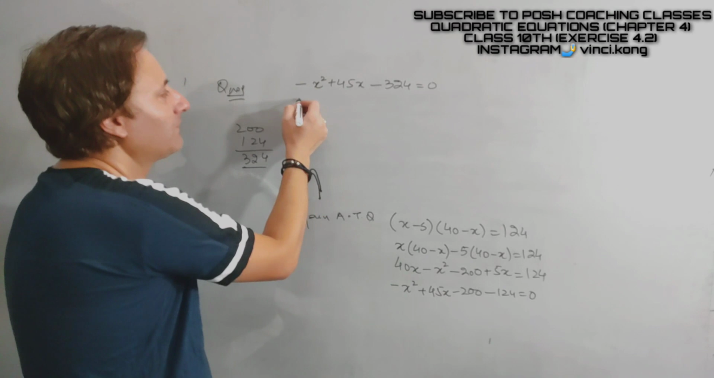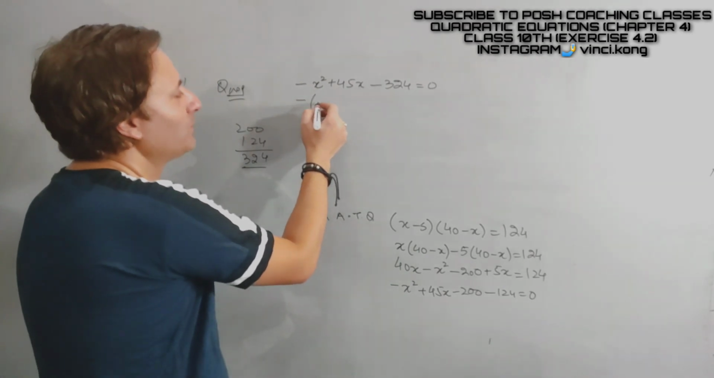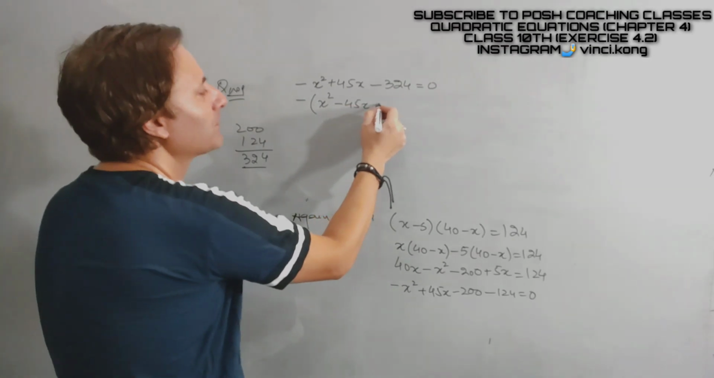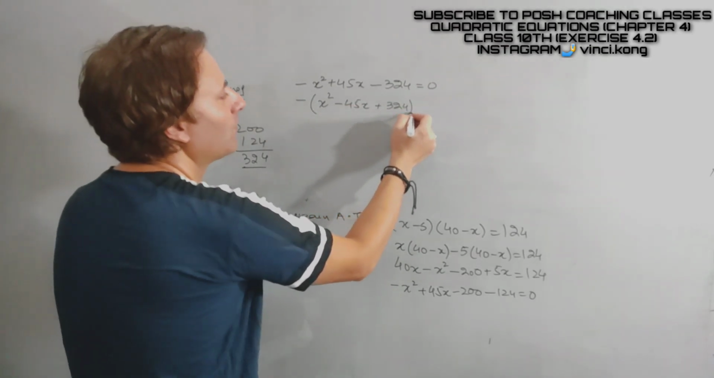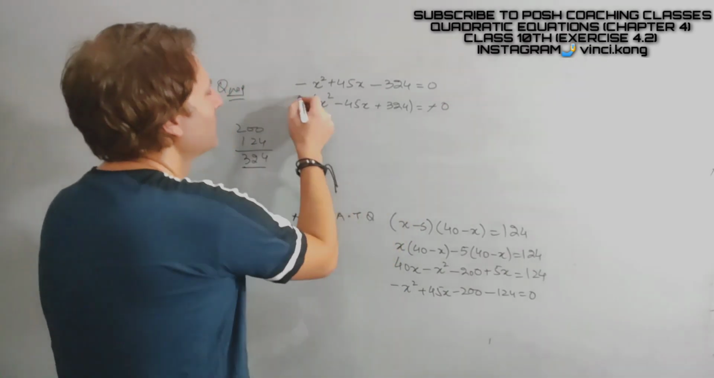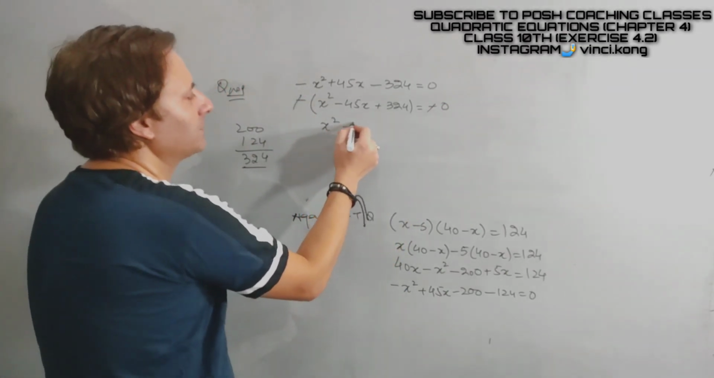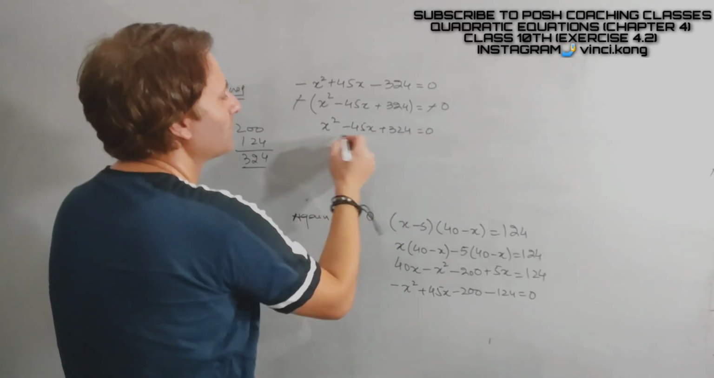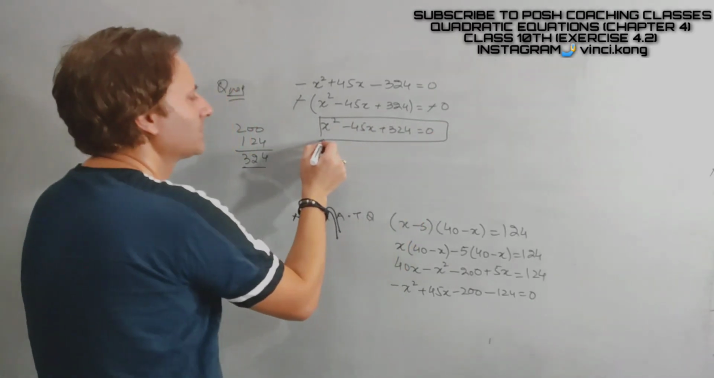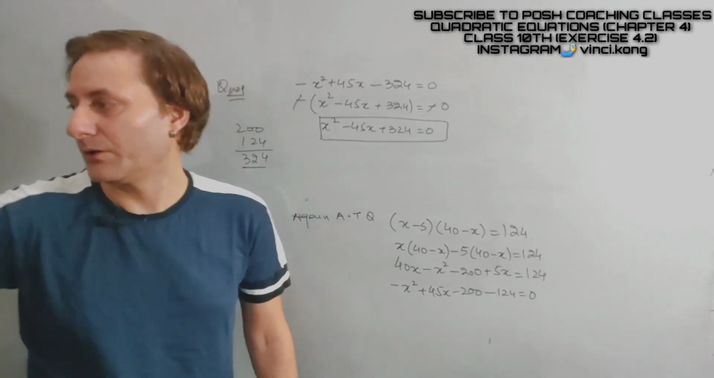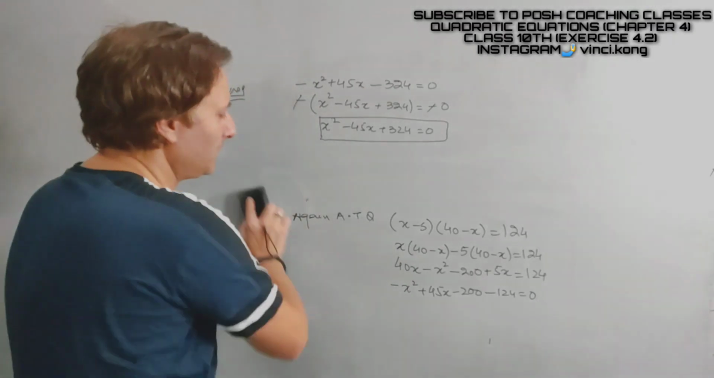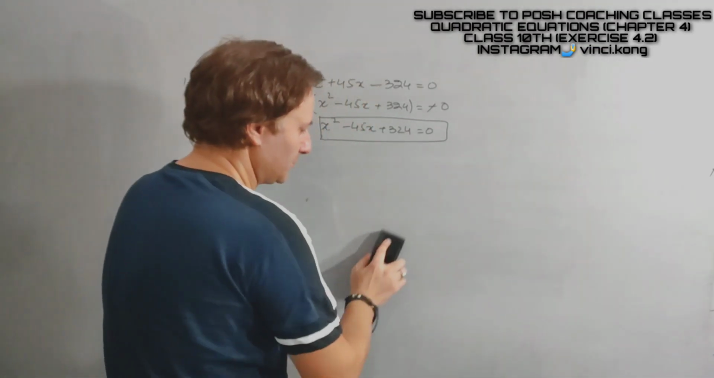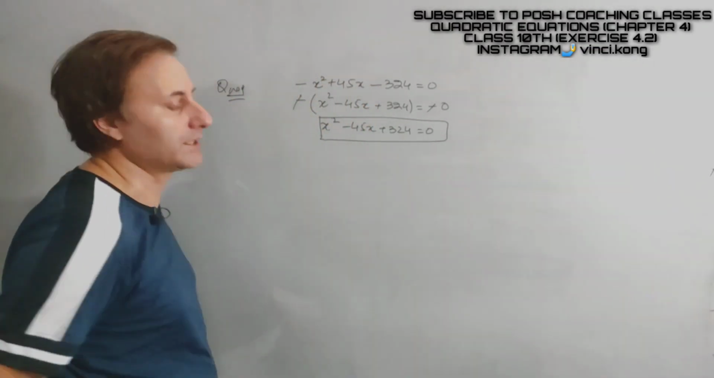Okay, now if I take minus common, what do we have? We have x square minus 45x plus 324 is equal to minus 0. I'll take this off. x squared minus 45x plus 324 is equal to 0. This is the equation which I have now, but it doesn't mean that we are done with the question. We have to solve this also by the method of factorization.